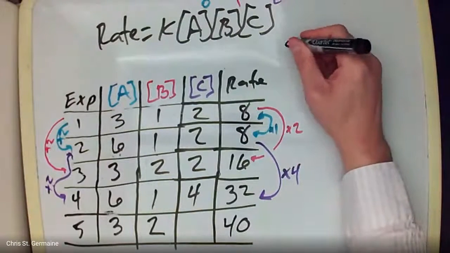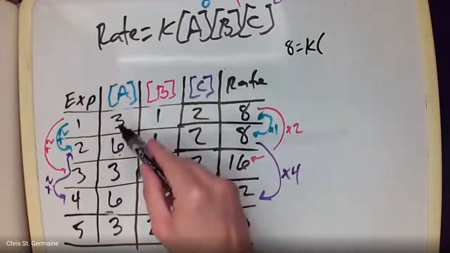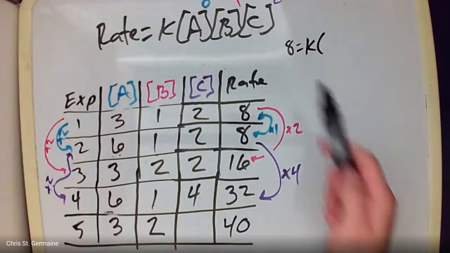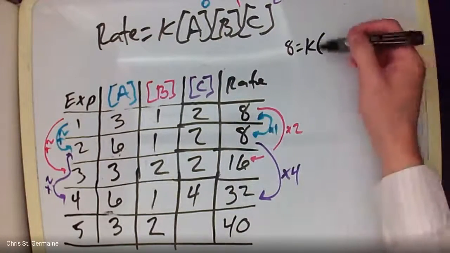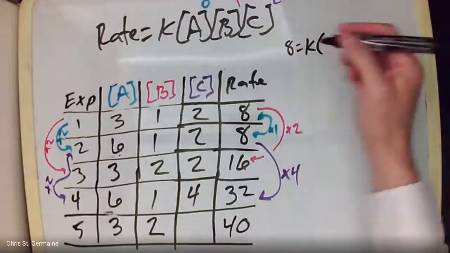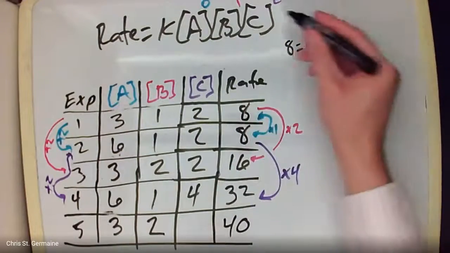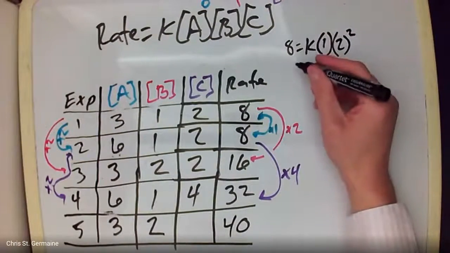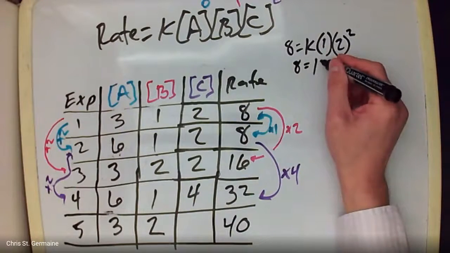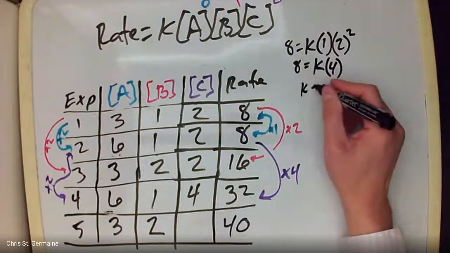Rate is 8. So 8 equals K times 3 to the 0th. If something is to the 0th power, you don't even need to put it in there because it's automatically 1. It doesn't even matter. So I'm not even going to put it in there. There would be an A there, but we know it's a 1, so it doesn't matter. B is 1 times C, which is 2 squared because it's second order. So this becomes 8 equals K times 4. So K equals 2.